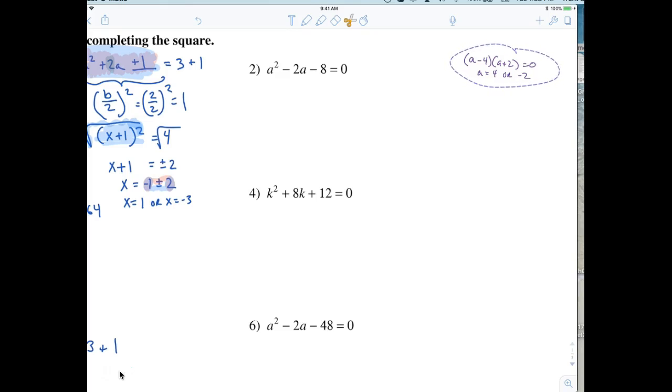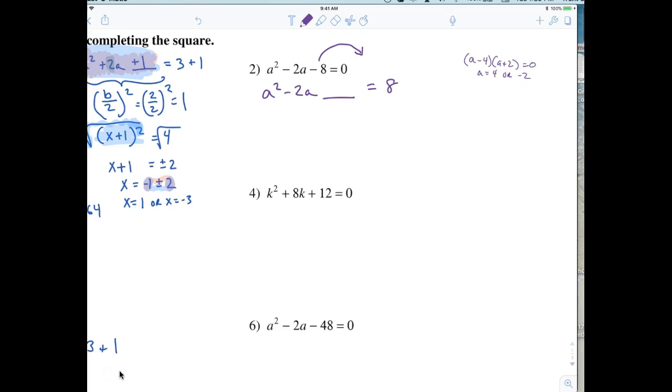To solve by completing the square, the first thing I need you to do is move the constant to the other side of the equation. So I would have a squared minus 2a, we leave a space, and then we say equals 8. Now, here is the technique that you use to complete the square. Again, I'll explain in more detail as we go.